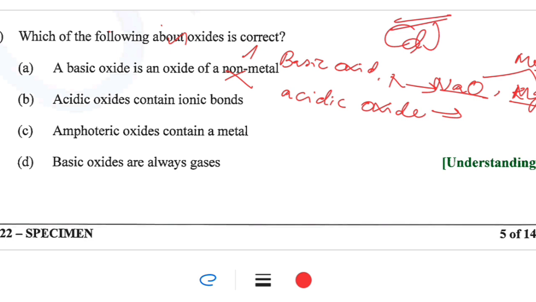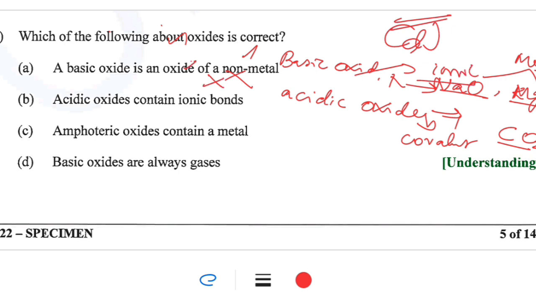Acidic oxide contains ionic bond. Do acidic oxides contain ionic bond? Let me write down the example of acidic oxide: CO2 or SO2. These are the oxides of acid, right? Carbon dioxide is not having ionic bond, it is obviously having a covalent bond. So I can say acidic oxides are covalent in nature and basic oxides are ionic. So this is also wrong.